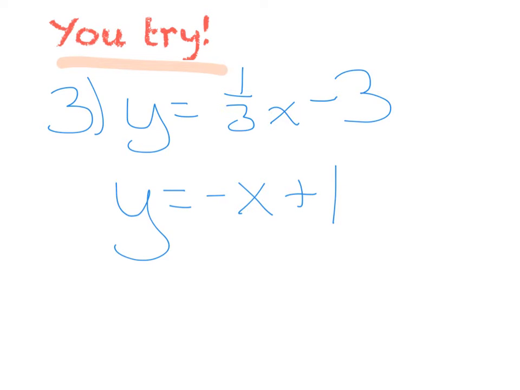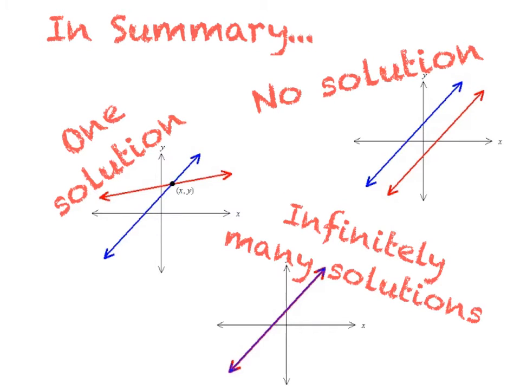Let's try one more. Y equals 1/3 x minus 3 and y equals negative x plus 1. I will leave it up to you as to the best method for you to graph it. Again, pause, solve, come back, see if you got the right answer. If you got 3, negative 2, you are a solving system of equations master.